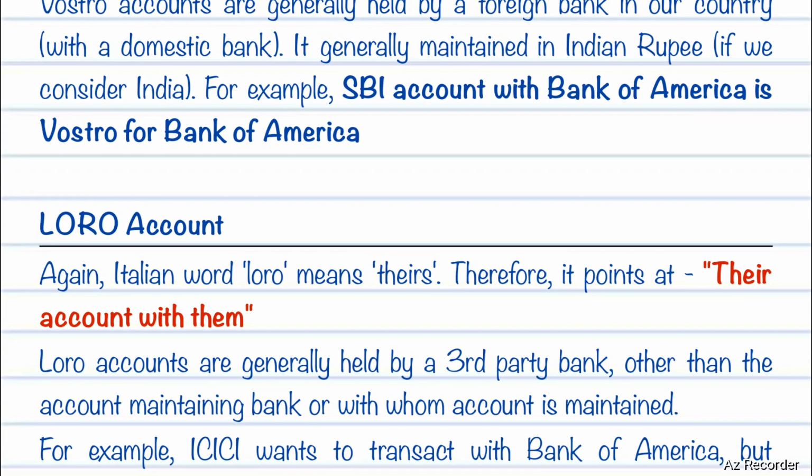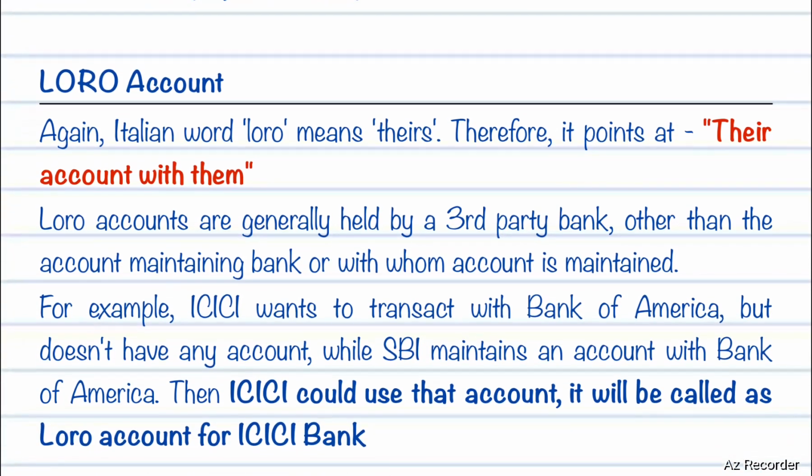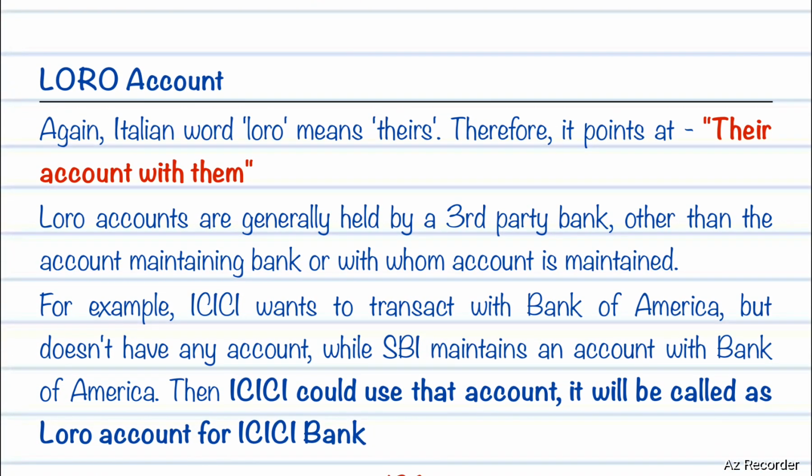Next, Loro account. It is also an Italian word. Loro means theirs. Therefore, it points at their account with them. Loro accounts are generally held by a third-party bank other than the bank maintaining the account or with whom the account is maintained. For example, ICICI wants to transact with Bank of America but does not have any account, while SBI maintains an account with Bank of America. Then ICICI would use that account. It is called a Loro account for ICICI Bank.